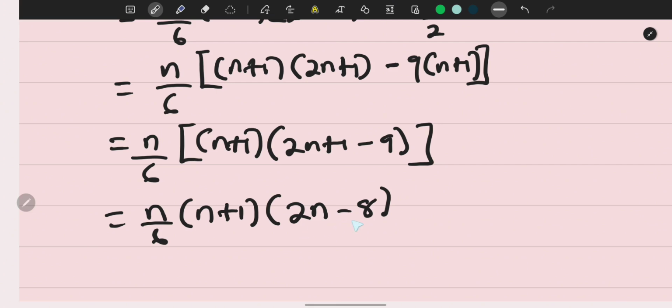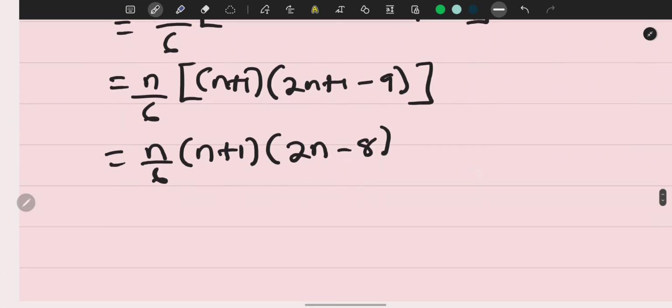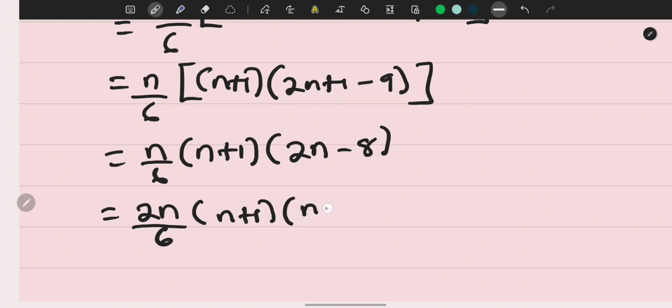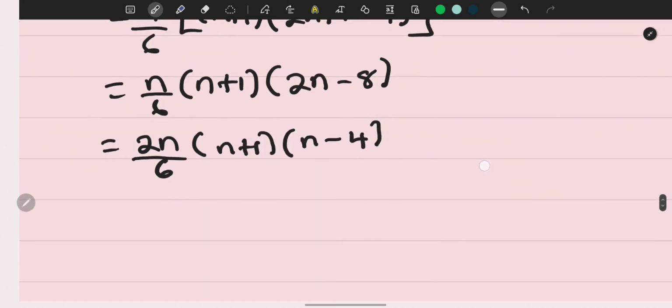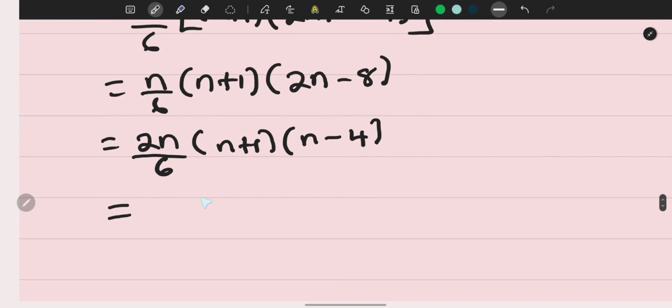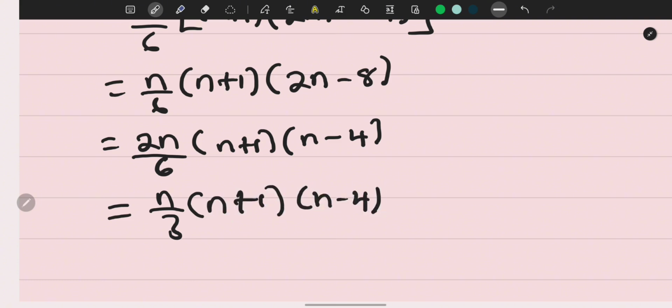You can see in 2n minus 8, 2 is a common factor. By the time you bring out that 2, you have 2n over 6, (n plus 1), and you're left with (n minus 4). So 2 in 6 is 3, and you have n over 3, then (n plus 1), then (n minus 4).